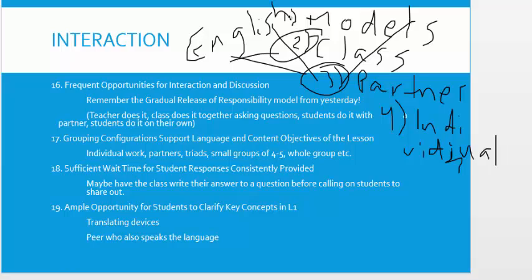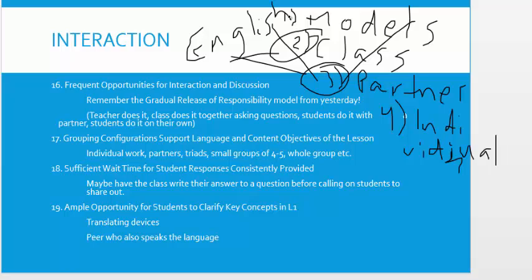Number 17, grouping configurations that support language and content objectives of the lesson. So again, you want to make sure you're not just having students do individual work, but you change things up. You have partners, triads, groups of 4 to 5, whole groups, so that they are, again, having the opportunity to really use the language and explore the content objectives with the help of friends. When I taught in Houston, I had a good number of ELLs, but I also had African Americans who learn better communally. And so I positioned my desks into tables of 6. And that was a visual reminder for me as the teacher that every single day I need to have opportunities for them to work together on something. So having those configurations in a way that reminds you that they need to be working as a team, not just individually.